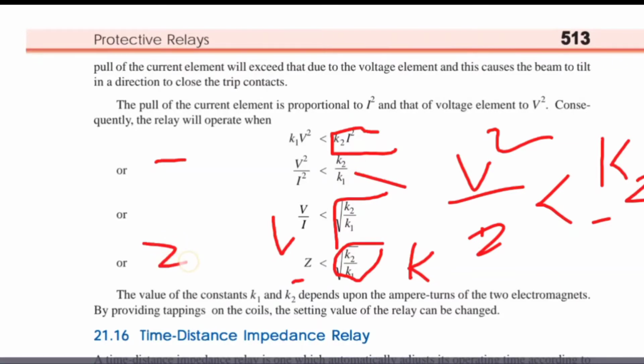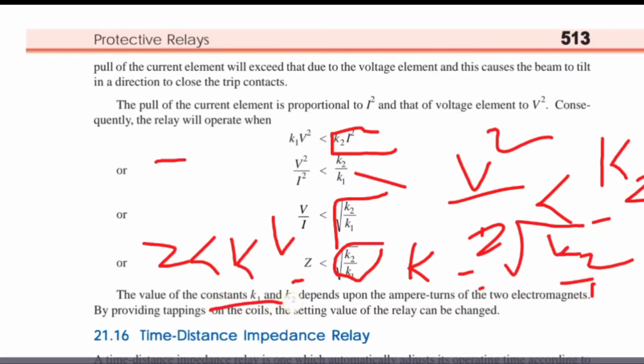The relay will operate when Z is less than K, that means K equals the square root of K2 by K1. K2 is the current proportionality constant and K1 is the voltage, PT constant. The values of constants K1 and K2 depend upon the ampere turns of the two electromagnets. With two electromagnets, the impedance relay is also known as an induction type relay, which is what we studied.